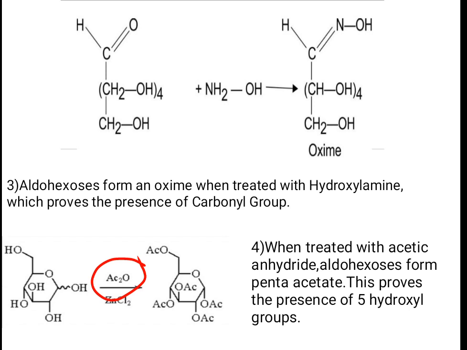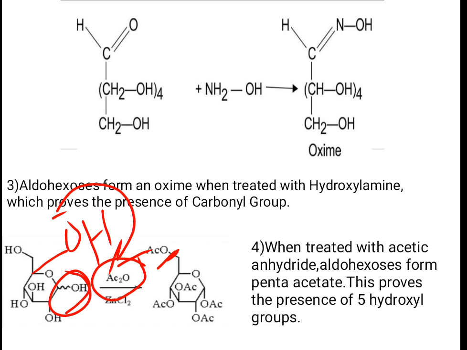Actually, this mechanism is also very easy. If you have the OH, the oxygen contains a lone pair, and this oxygen will attack this Ac2O and will become OAc. Actually, these oxygens are the oxygens of this glucose.